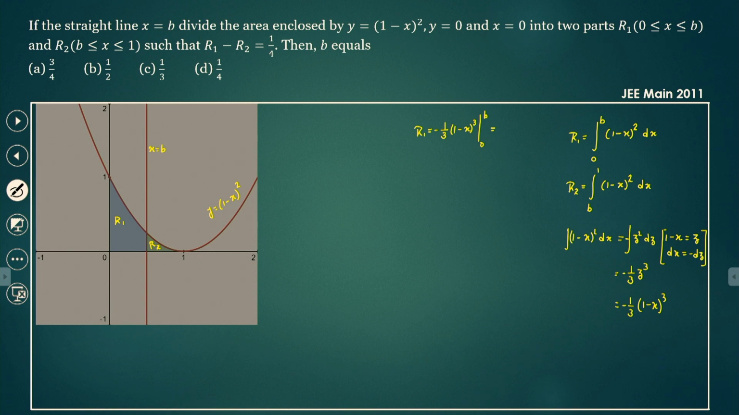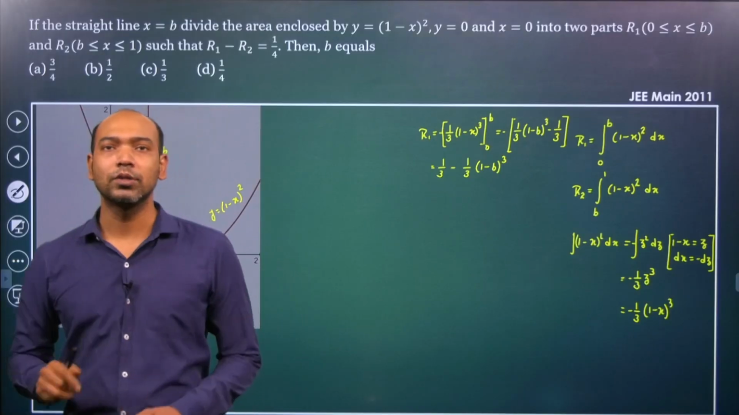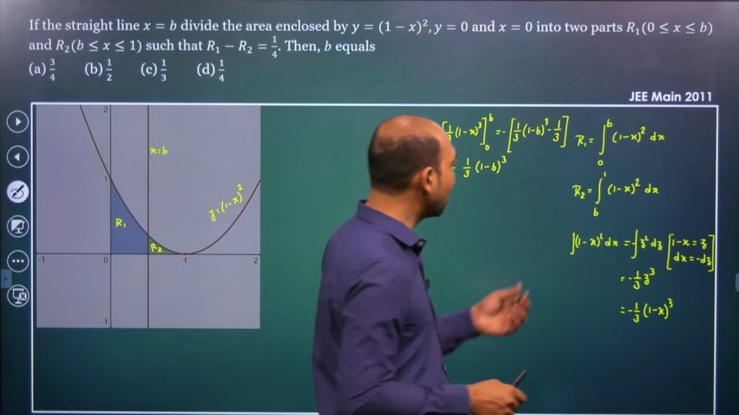I just need to put a bracket. So minus 1 by 3, 1 minus b whole cube, minus 0, so 1 by 3 with a minus sign. Therefore, it will come back as 1 by 3 minus 1 by 3 into 1 minus b whole cube. So that's it, R1 is obtained. Now we have to find R2, right?